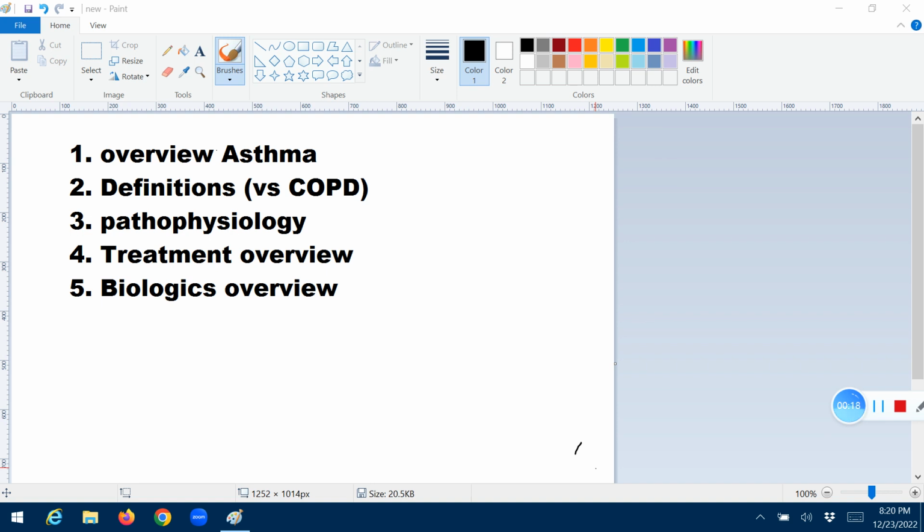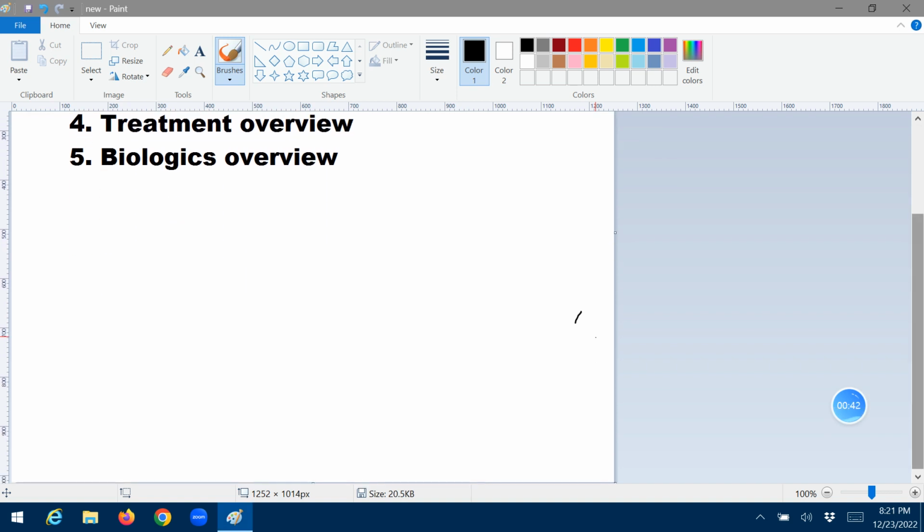Before we start on talking about anything else, I'm just going to give an overview on asthma and discuss its definition in light of COPD, then look at its pathophysiology, look at its overall overview for its treatment and biologics. So that's what we're going to be looking at today. So let's just dip right into it.